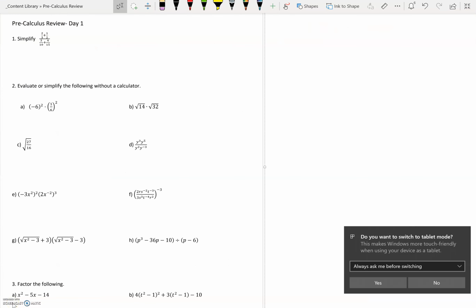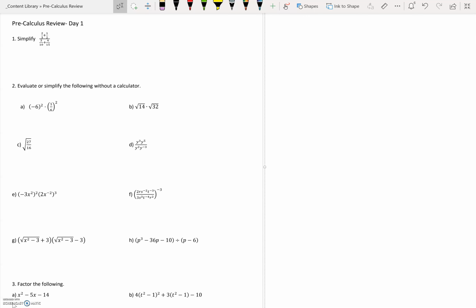All right, so for day one, we're going to do some pre-cal review. In this lesson, we're going to mainly focus on a lot of algebra, how to simplify rationals, how to factor again, that sort of thing, and rationalize denominators. Because in calculus, we will be doing a lot of algebra in it, so I have to make sure that you're good to go for that.